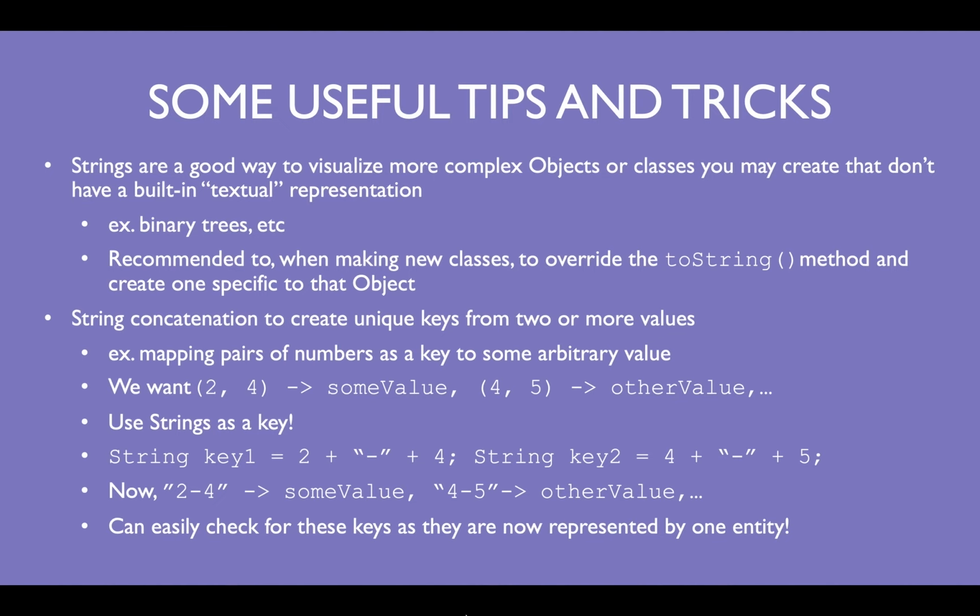Instead of going through the hassle of creating a new class for this, we can just do string key1 equals 2 plus any delimiter, let's say a hyphen in this case, plus 4, do the same with key2, and now we have a string 2-4 that is mapped to some value, and string 4-5 is mapped to the other value. And now you can easily check for these keys as they are represented now by one entity, and you can check for equality, check for existence in the hash map. And it's really easy now because we don't really have to deal with another data type for the key.